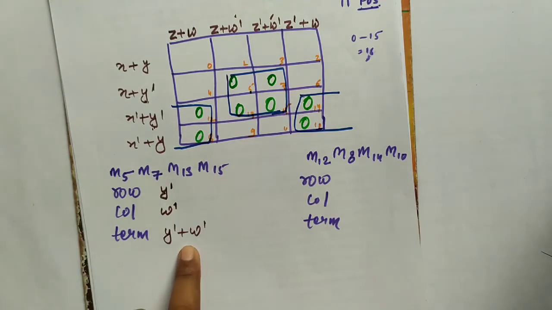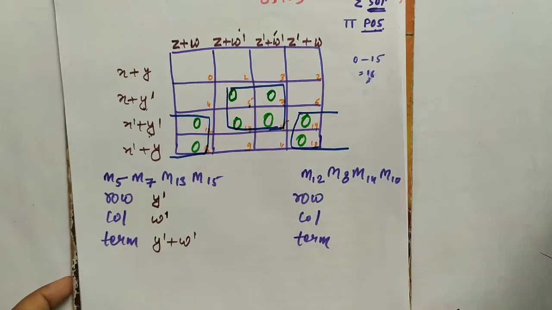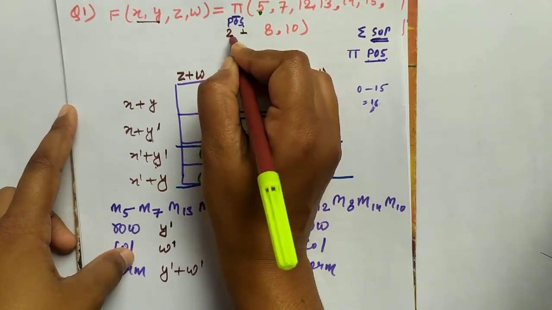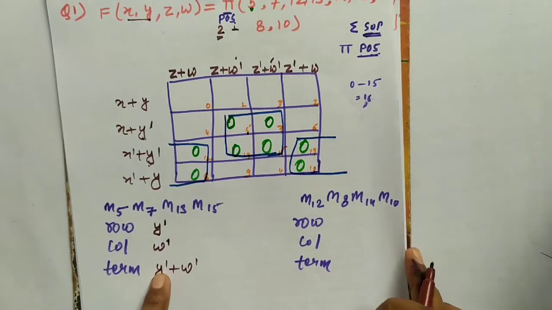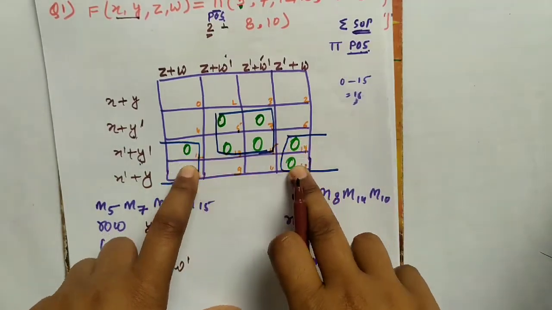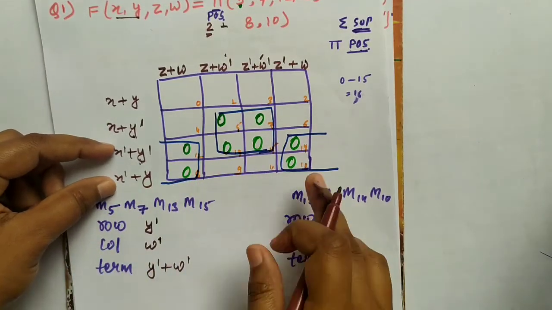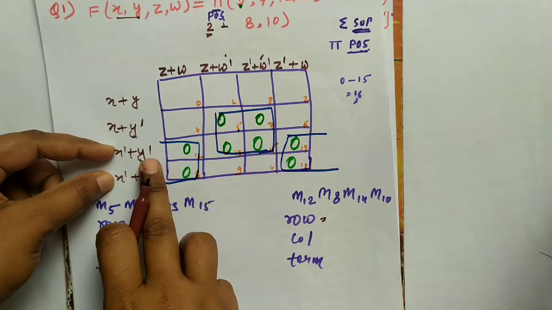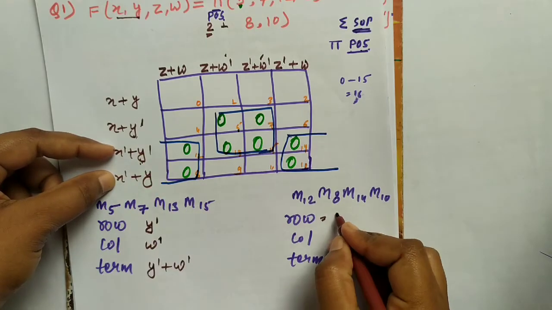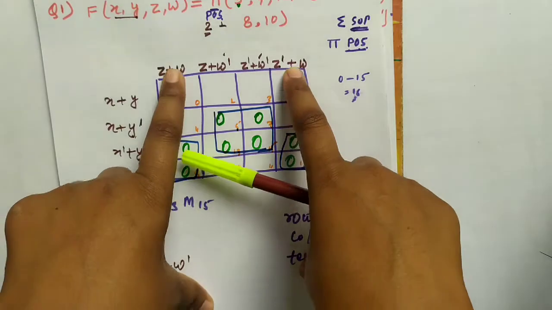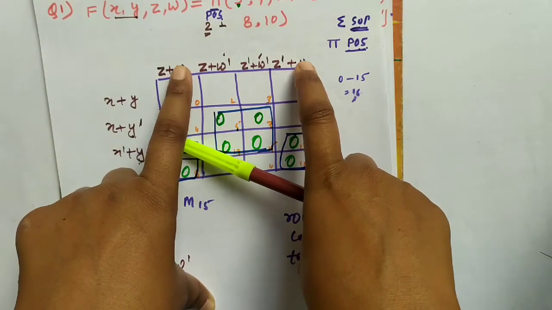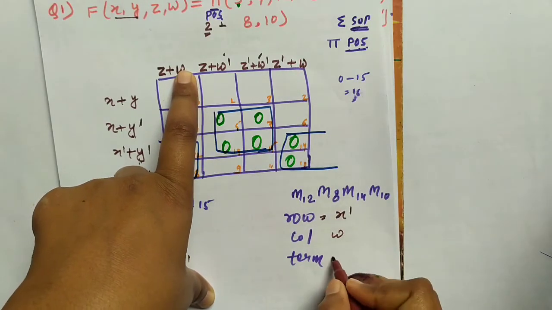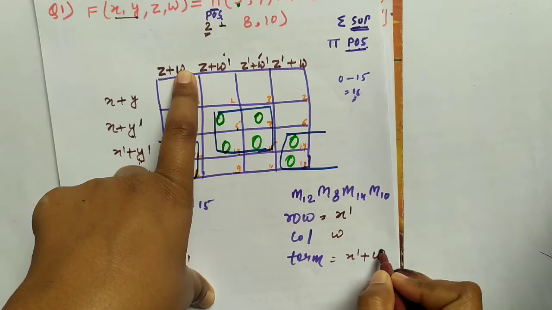Why do we not put a multiply here? Why do we add? Because it is the form of POS. That means firstly make a sum, after that a product. For the next quad, that means this one, firstly see the row. In that row, the x dash value is common, and y dash or y is not common, so we write x dash. For the column, z dash, w: w is common, so we write w. So the term is x dash plus w.